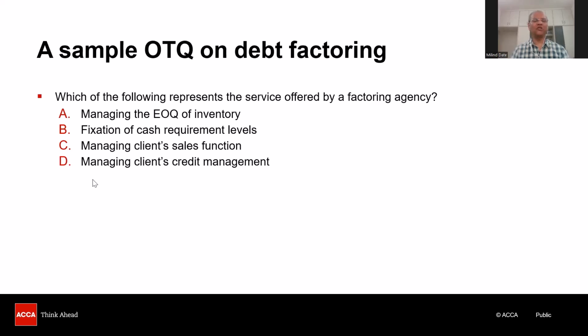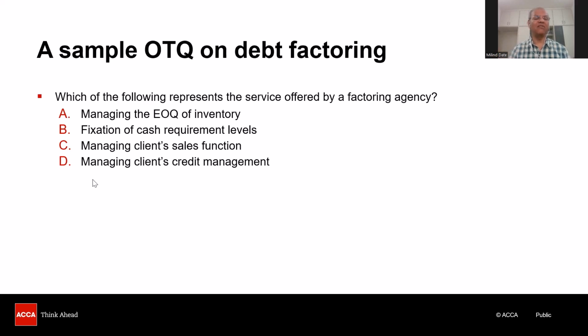Now this is a knowledge testing kind of question. Which of the following represents services offered by a factoring agency? If a student has not learned properly, it will be difficult to answer such a question, and there will be an unnecessary loss of 2 marks. Of course, alternative A is completely out because it deals with inventory, whereas debt factoring is related to receivables.